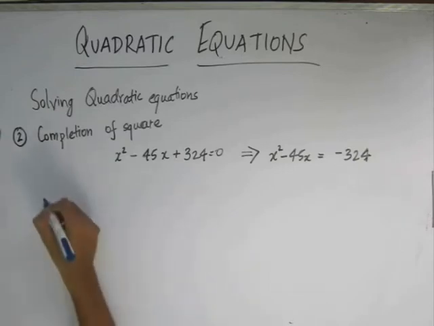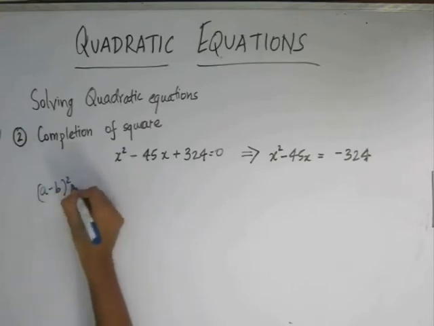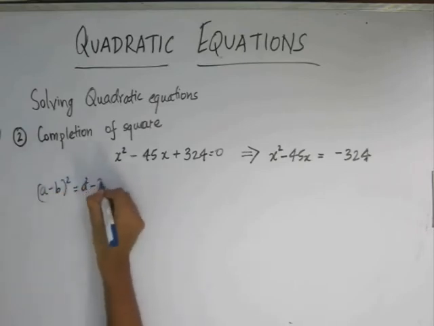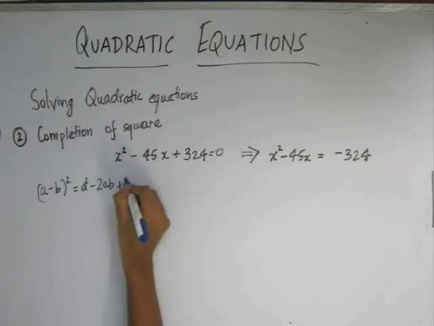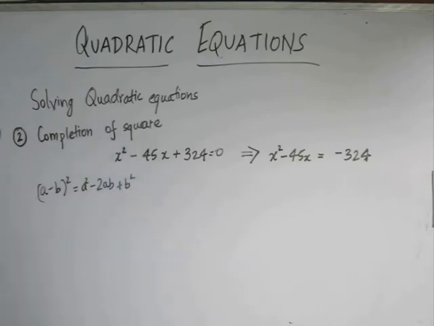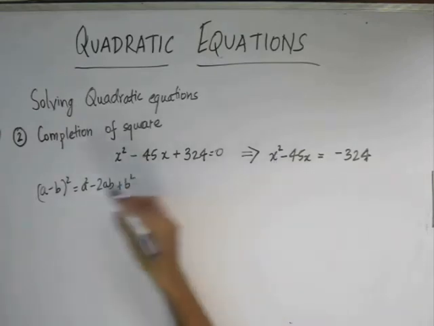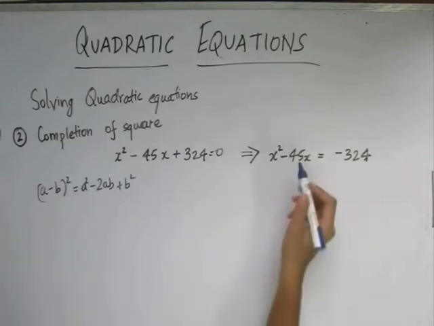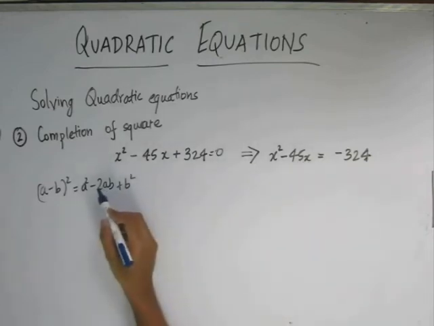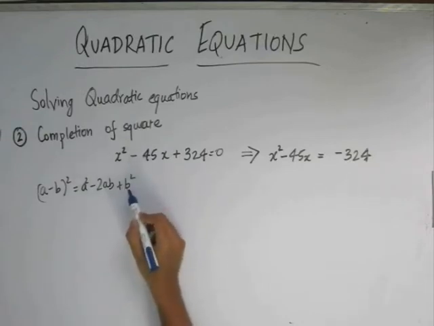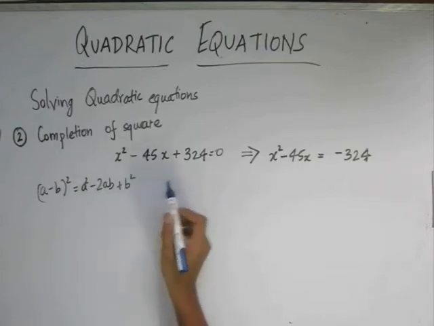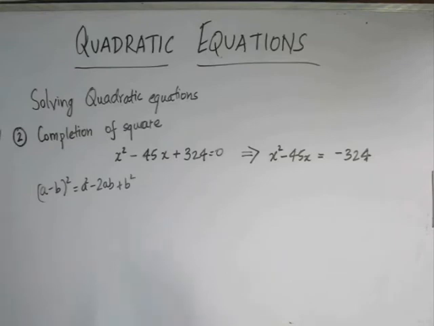So we all know that a minus b the whole square is given by a square minus 2ab plus b square. In this corresponding term, x corresponds to a and minus 45x corresponds to minus 2ab. So we have to add a corresponding term b square such that when it is added, this will represent a whole square, as in some term that can be written in the form of a minus b the whole square.